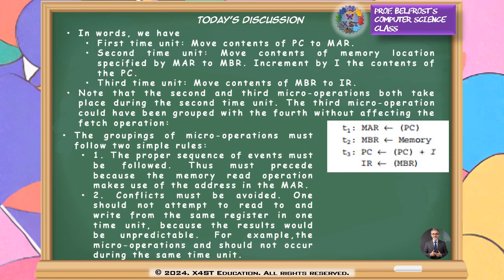In words, we have: first time unit, move contents of PC to MAR. Second time unit, move contents of the memory location specified by MAR to MBR, and increment the contents of the PC. And the third time unit, move contents of MBR to IR. This is the description of the previously given pseudocode.